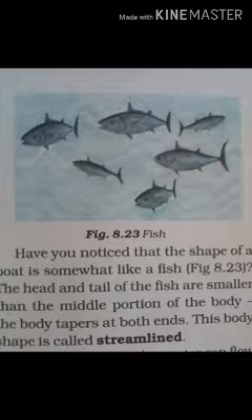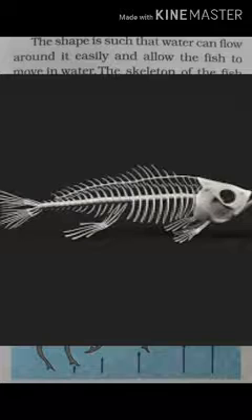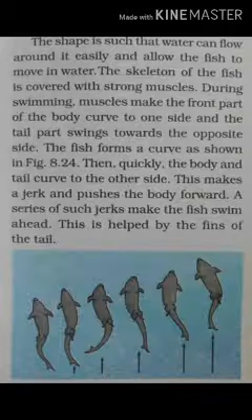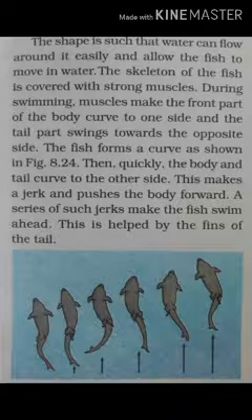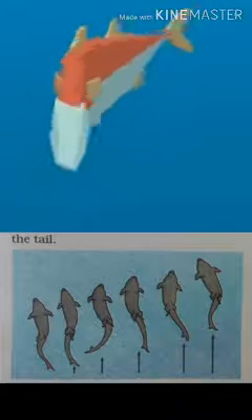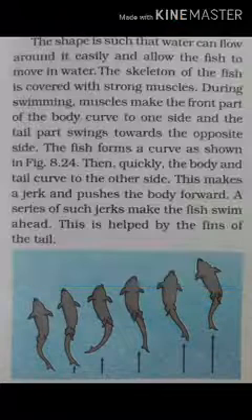The skeleton of the fish is covered with strong muscles, and during swimming, these muscles make the front part of the body curve to one side and the tail part swings towards the opposite side. As you can see here in the image, if their head is tilted to one side, their tail is on its opposite side. So it forms a curve.